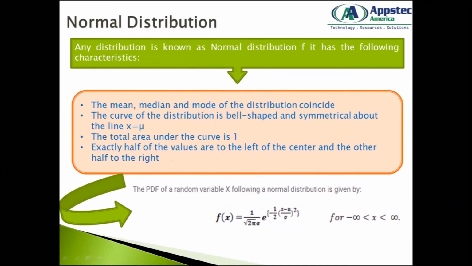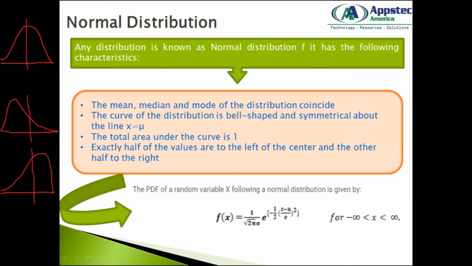Now when I create a graph, let's say I have one graph which is like this, and this is my mean. But the next graph is something like this, and this is my mean. My next graph is something like this, and this is my mean. Now we will understand different types of symmetricity as well.